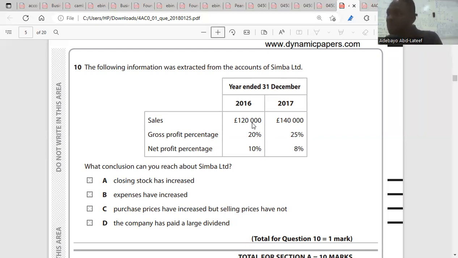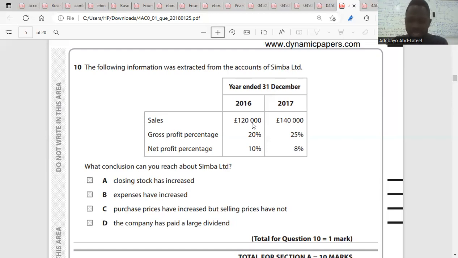Listen, your net profit is your gross profit minus expenditures. That's how you get your net profit. So if your net profit has fallen, it would have been as a result of expenses increasing for your business. If your expenses increased, your net profit would fall. So if your net profit falls, your net profit margin or net profit percentage will also what? Fall. So let's check the options here.